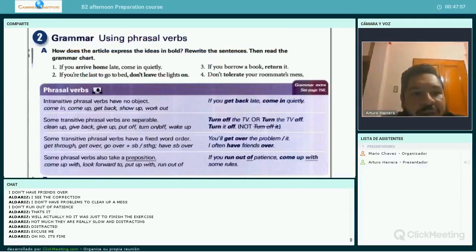Okay, so let's go through the next part. Grammar using phrasal verbs. How does the article express the ideas involved? Write the sentences, then read the grammar chart. If you arrive home late, come quietly. Rephrase these four sentences using the phrasal verbs from before.